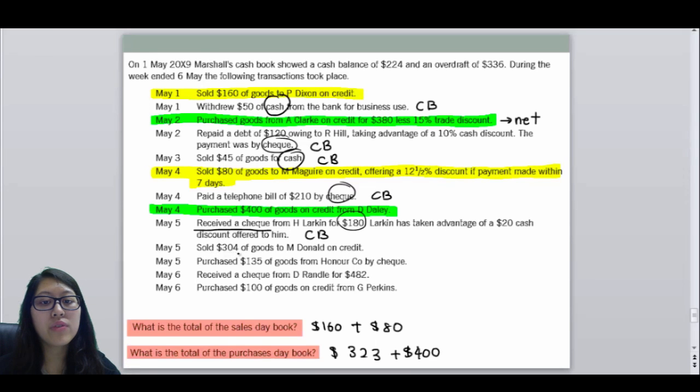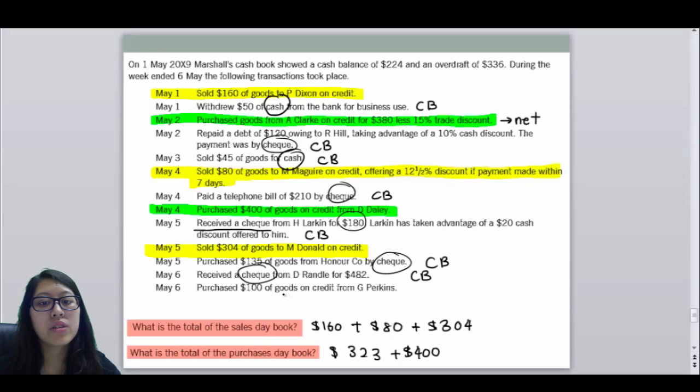Sold 304 of goods to M. Donald on credit. So it says sold on credit, so we're going to have to include that in our sales day book. So add $304. Purchased $135 of goods from Honor Co. by check. So again, if it says check, it should be the cash book.